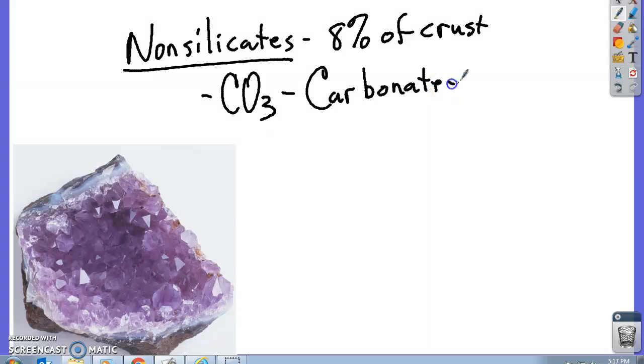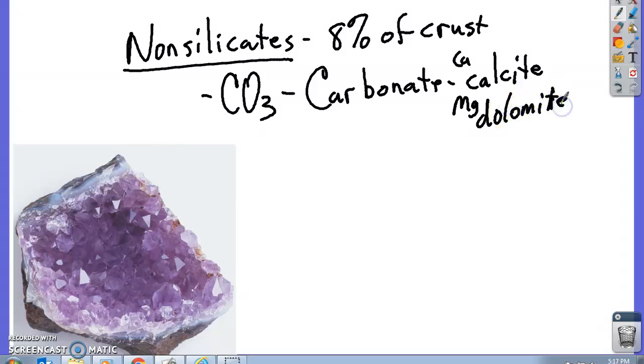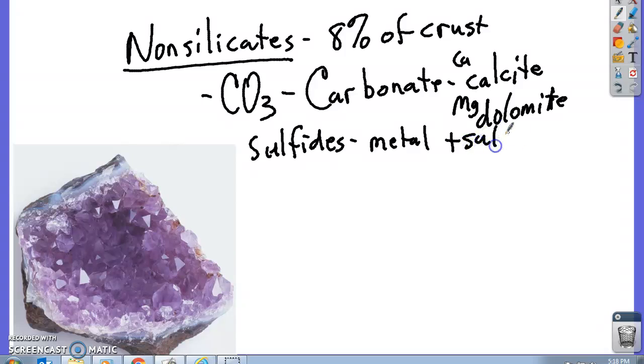Some of these common ones would be calcite, a very common mineral, and that is calcium carbonate. If you have magnesium carbonate, that would be known as dolomite. And that's another common mineral. The next one we have is sulfides. Sulfides are a metal plus sulfur.